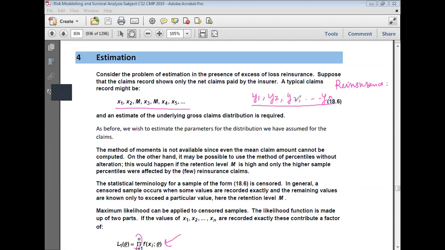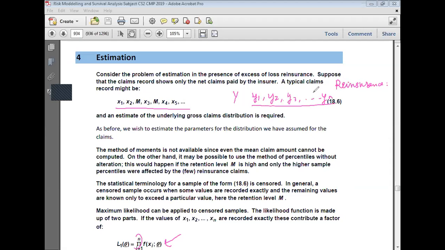Be it Y1, Y2, Y3, YN, this is just the notation for the claim amounts incurred by the reinsurance company. These are the values that the random variable Y will take. Again, I think I should be saying Z here because that is how we generally denote the reinsurance, but I guess you get the gist of it.